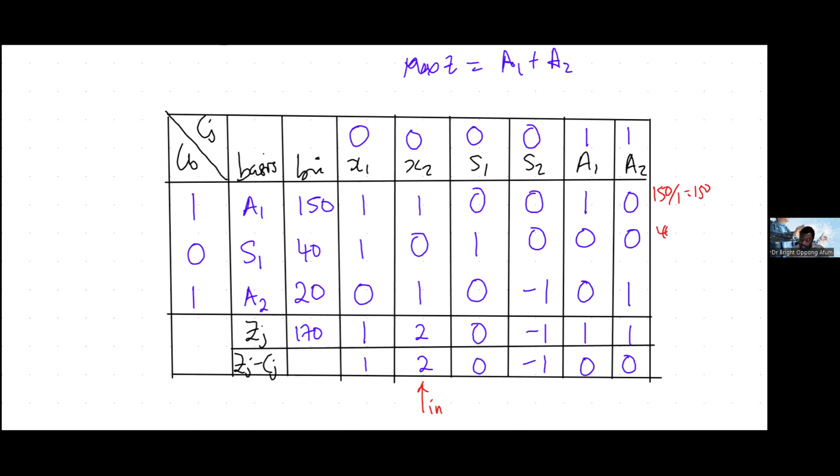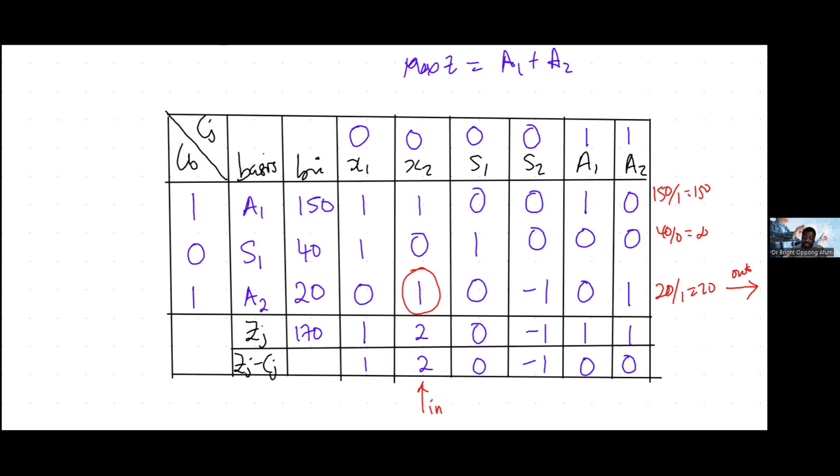40 divided by 0 is infinity, and 20 divided by 1 is 20. We pick the least value to go out. So that is the least value, and we put out here our pivot row. So we circle this to indicate that that's our pivot number. That means that everything revolves around this.